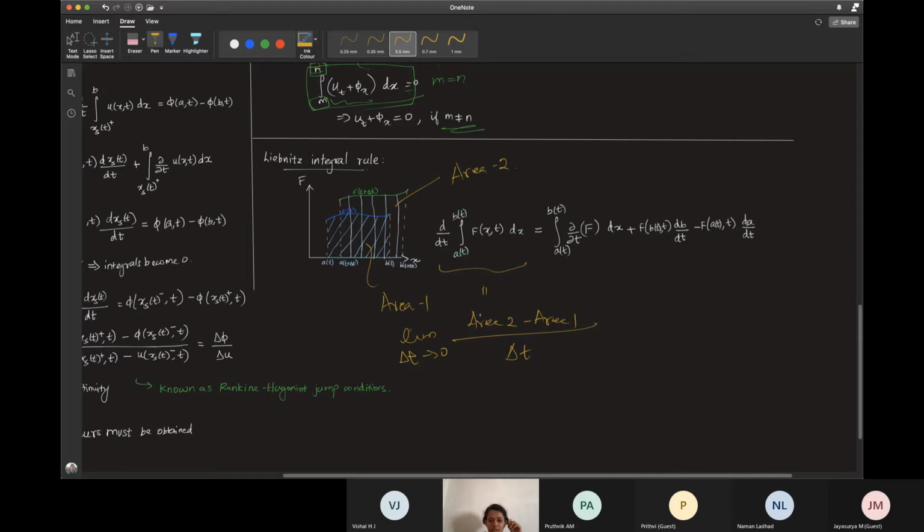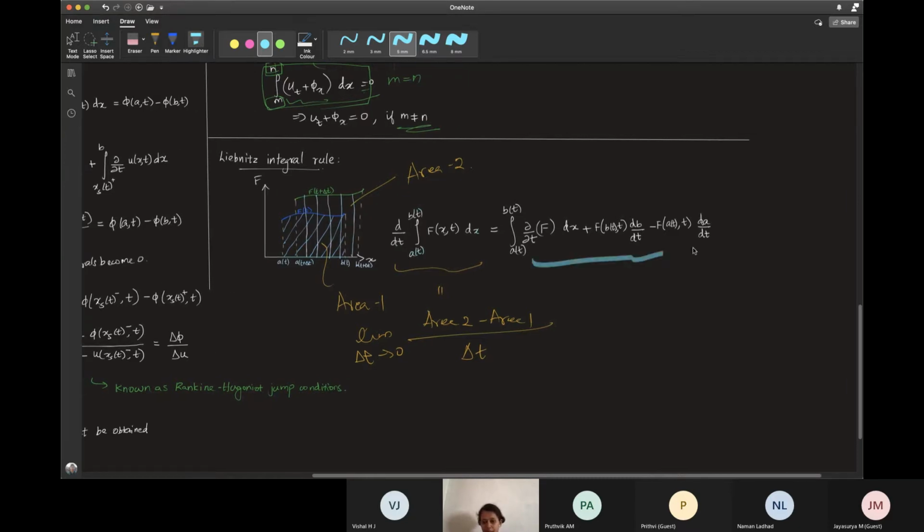Now if you notice, when you subtract area 1 from area 2, this will be your extra area. This area plus this area minus this area. This is going to be the expression for area 2 minus area 1, right? So when you subtract this area from area 2, you will have this area plus this area minus this area. So that is what you are actually writing here.